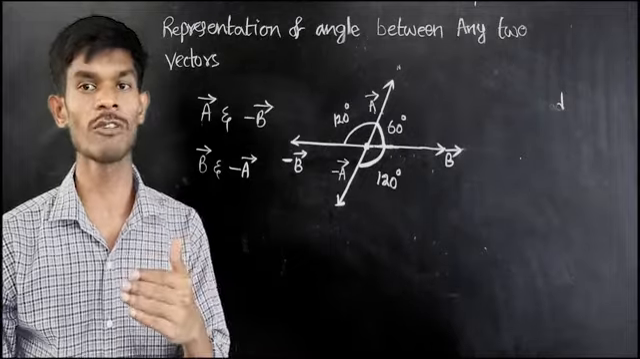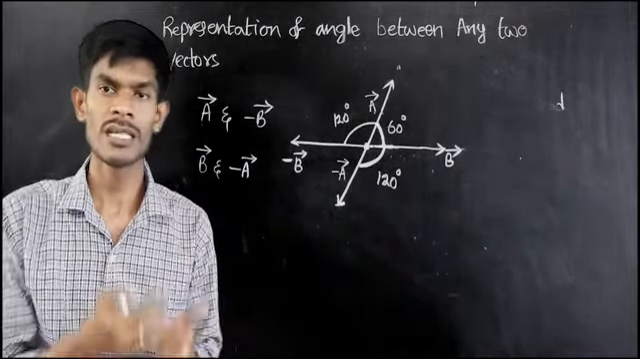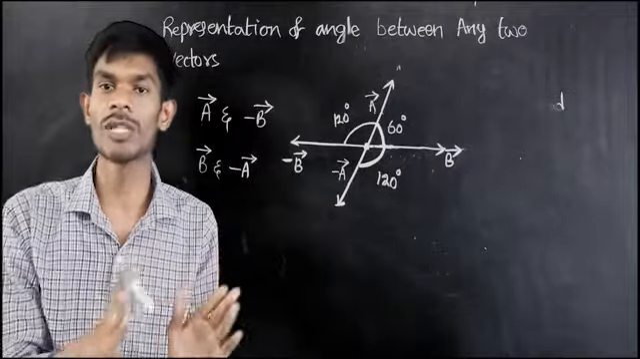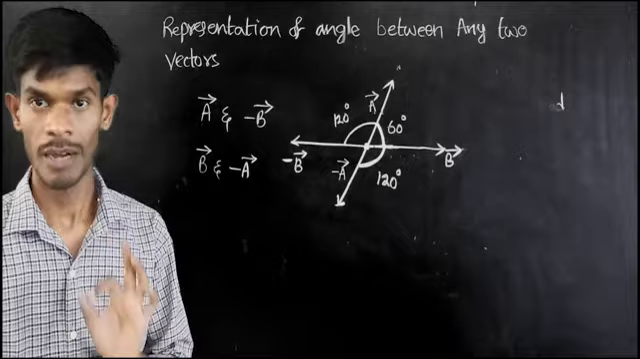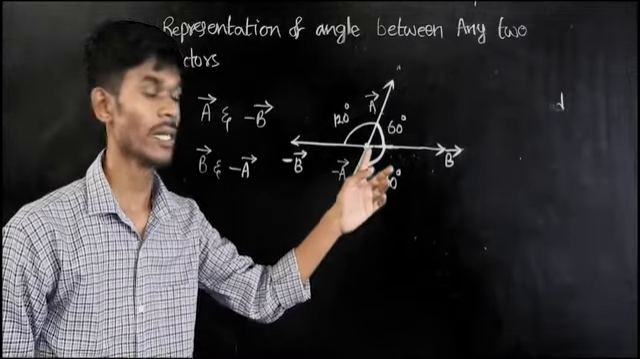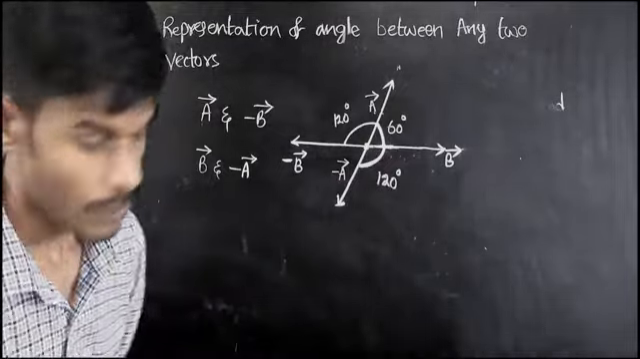And if they are asking to find the angle between one vector and another negative vector, just reverse the direction without changing the magnitude. Then we can find it very easily. Ultimately the condition is that their tails should coincide with each other.